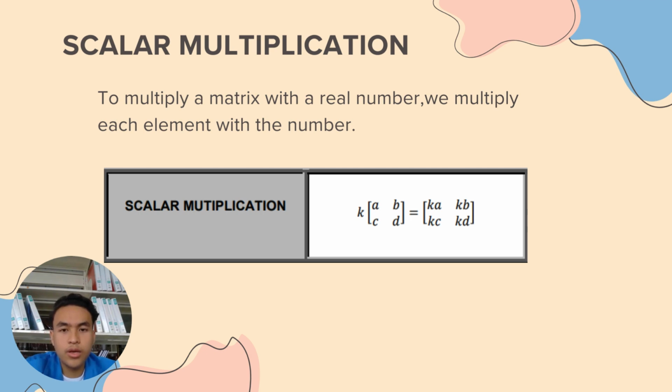Okay, now I will explain about scalar multiplication. Scalar multiplication involves multiplying each element of a matrix by a single scalar.